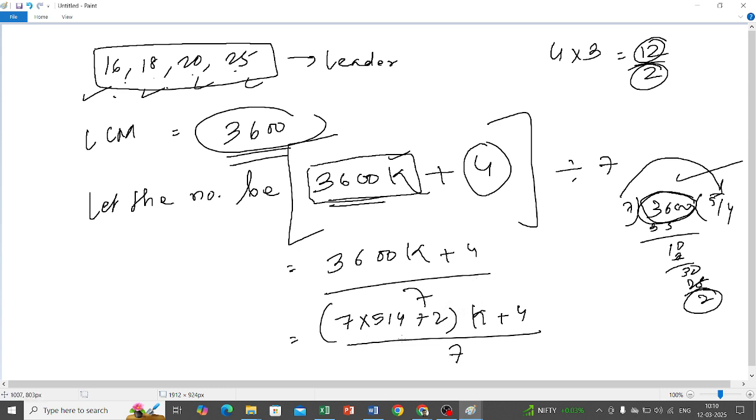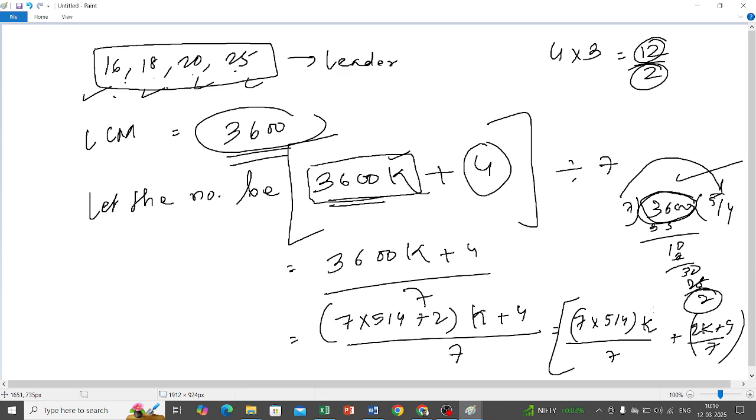Okay. Tell me, have you understood this part or not? Yes, sir. Dipakshi, Bhavna? Yes, sir. So 3600 is represented as 7 into 514 plus 2k plus 4. So this can be again broken down as 7 into 514, okay, plus k by 7 plus 2k plus 4 by 7. इसको मैं ऐसे तोड़ सकता हूँ.